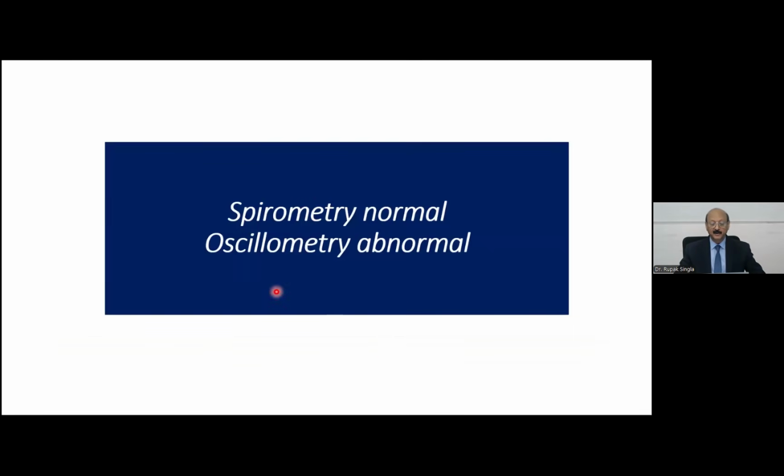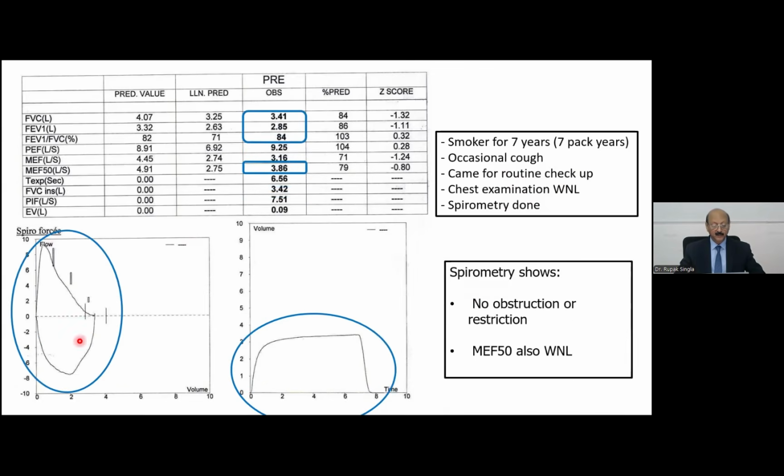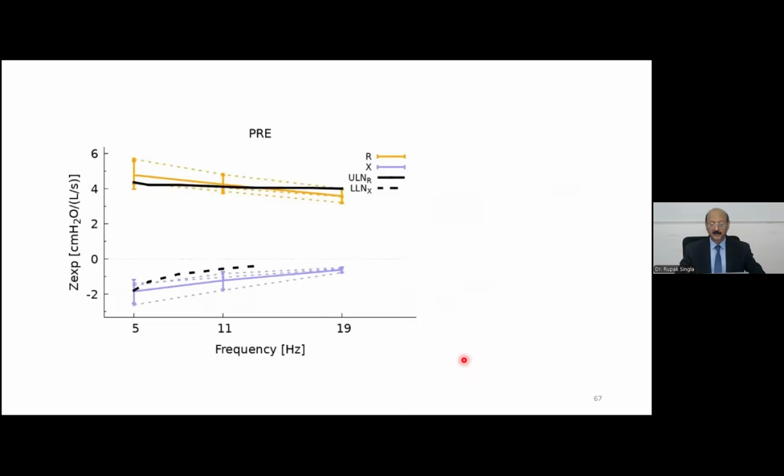Then another example where spirometry was normal, but the oscillometry was abnormal. This was a smoker for the last 7 years. He had an occasional cough and came for routine checkups, and the examination was within normal limits. Spirometry was done, and the graphs are acceptable. The FVC is normal, FEV1 is normal, the ratio is normal, and MEF 50 is also normal, indicating there is no obstruction or restriction.